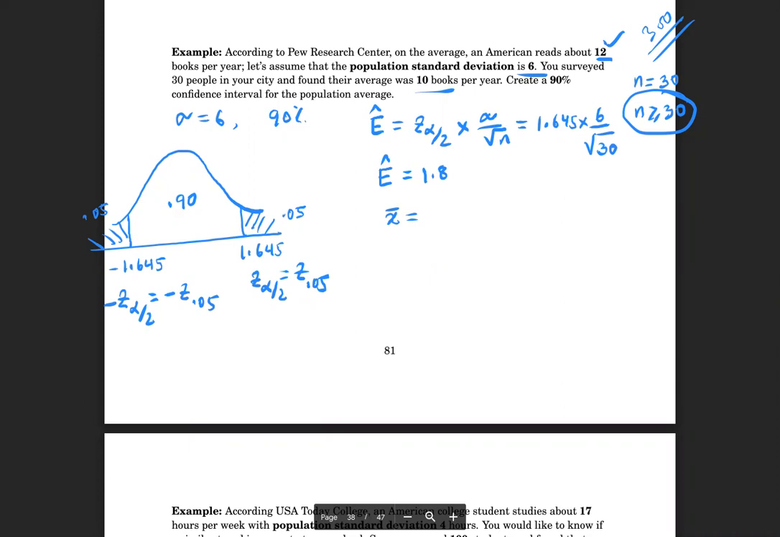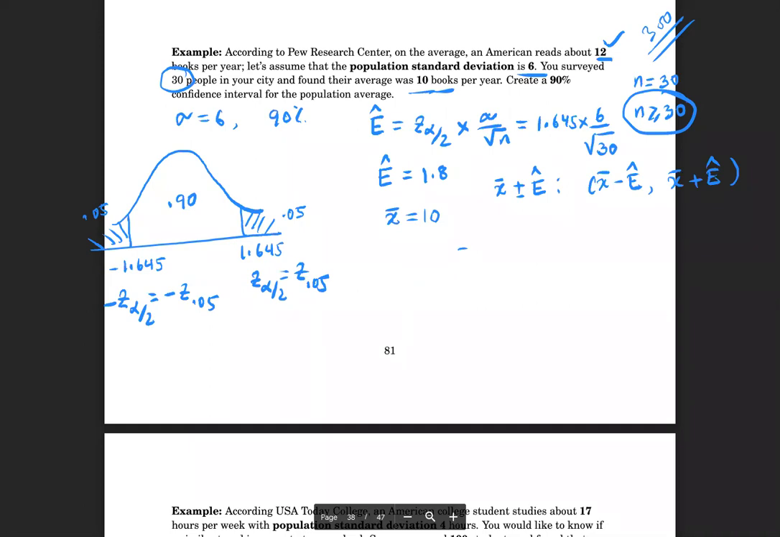X bar should be 10 because that's the number you got by asking 30 people. So remember, when you ask people and collect data, the numbers that you get from that data are always related to the sample, okay? So keep that in mind. So your confidence interval is going to be X bar minus E hat, comma, X bar plus E hat, right?